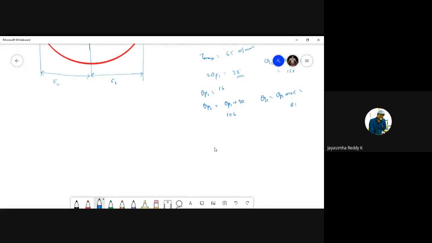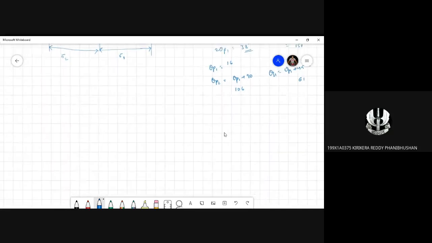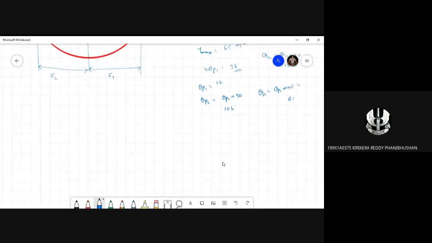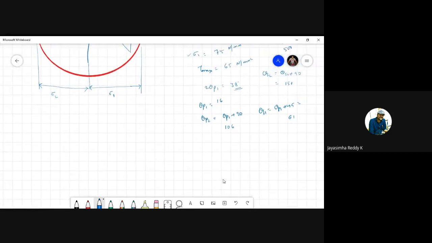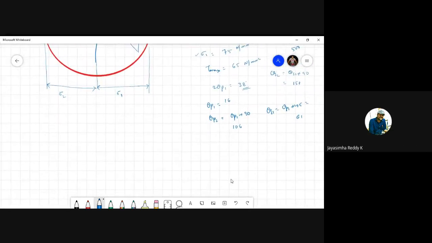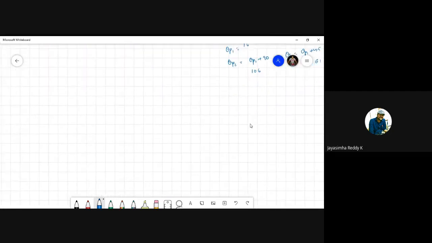The answers we got: theta P2, theta S1, theta S2. Yes sir, same. Theta P2, yes sir, is the same answer. Theta S2 is 151, theta S1 is 61, right?